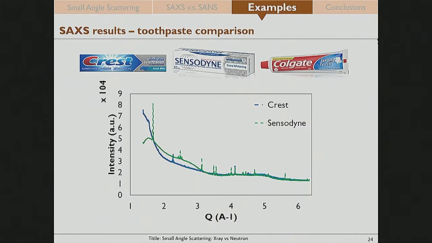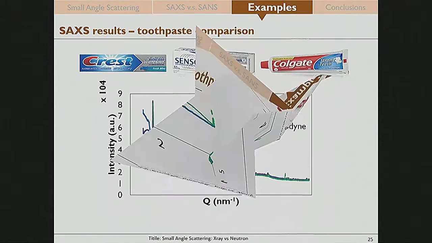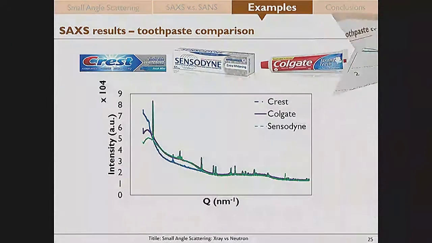And this is useful when we have so much going on. It's not going to be that easy to fit a particular model to see one size of one material, but we can compare to see if they have the same ingredients or if they have an ingredient that we're particularly looking for. So we fit Crest and Sensodyne, and then we looked at the Colgate, and we found it lies directly on top of one of the others.